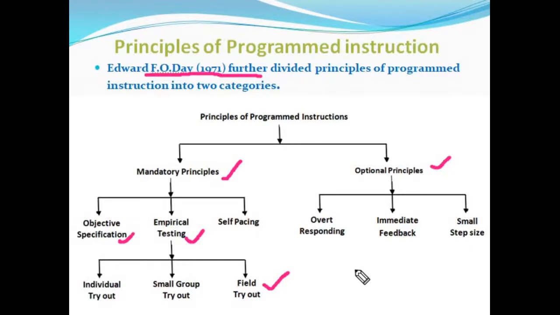Now we come to the optional principles. Optional principles are again of three types. Number one is overt responding. What is overt responding? Whenever a student gives a response which is observable or can be measured, that response is known as an overt response. So a student has to give his overt response in order to move further in a program.